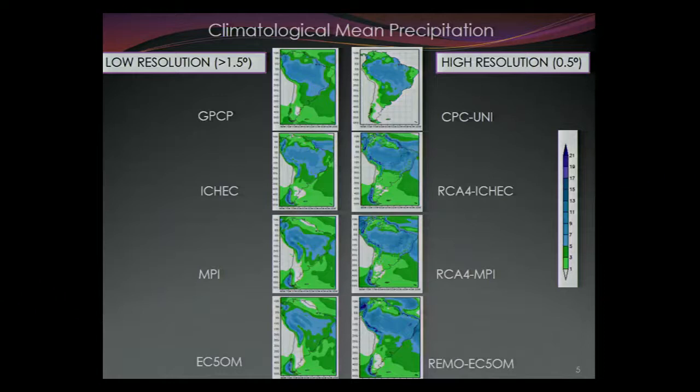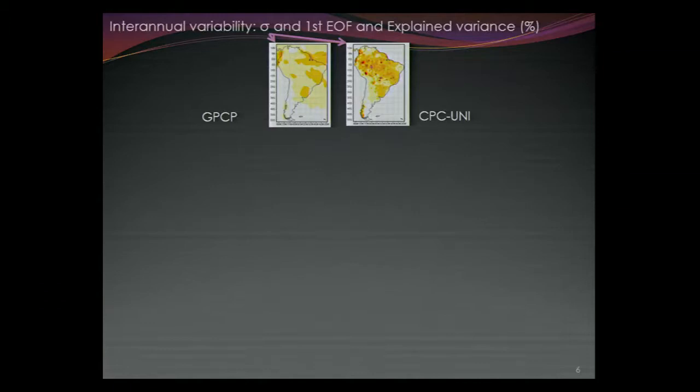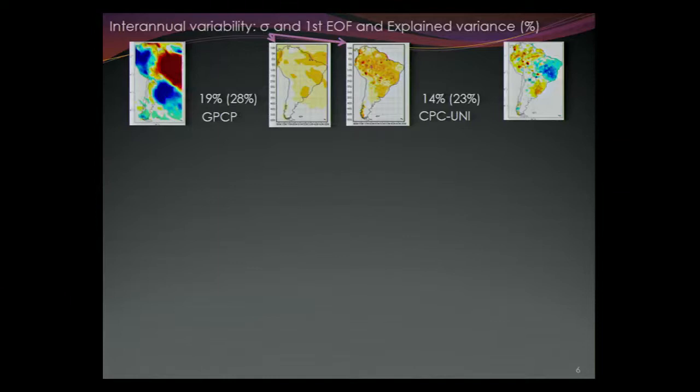So let me go through the variability. When we go to the interannual variability, we know that the drivers of the interannual variability are remote forcings. If the global models have strong patterns of these forcings, then the regional model will not be able to do a better job. These are the standard deviation spatial patterns of interannual variability, and here you have the main pattern of interannual variability as given by the first EOF. Here you can identify these three centers of action, which are mainly associated with the impact of the ENSO forcing over South America. When there are positive anomalies here, they are related with negative anomalies here and positive anomalies here, or the opposite in case of a La Niña event.